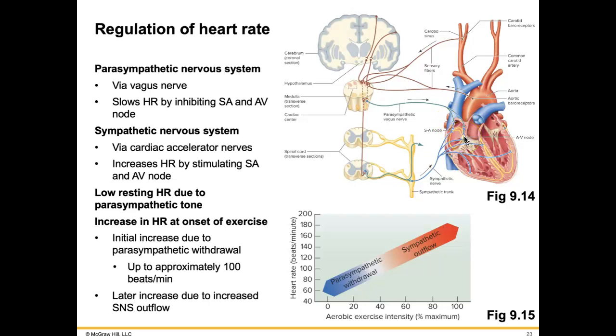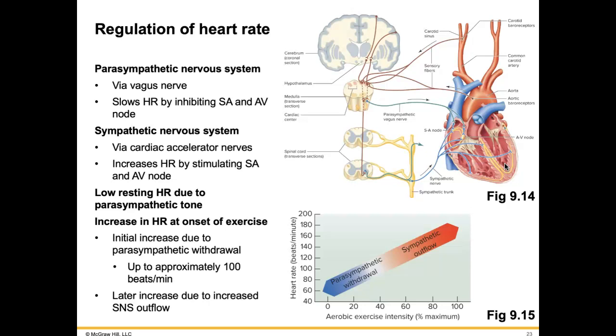And that is going to slow the heart rate by inhibiting the SA node, which we know is our pacemaker, and the AV node, which is where the SA node sends its neural signals to then send it down to the AV bundle, down the right and left bundles, and the Purkinje fibers in order to get the ventricles to contract as well.